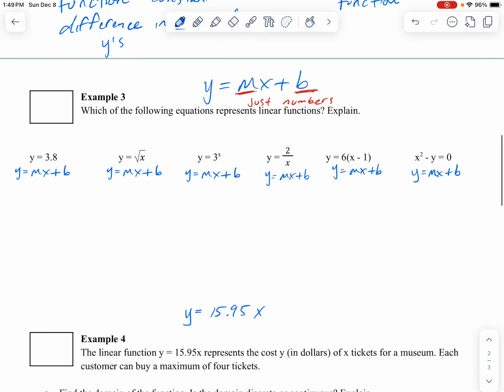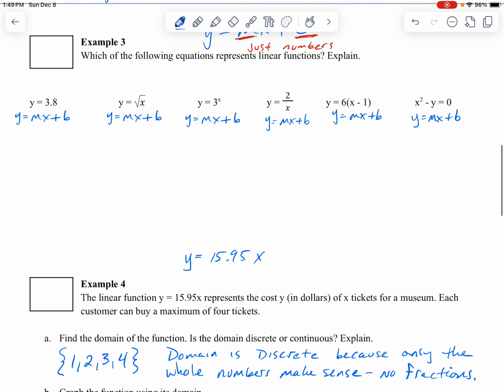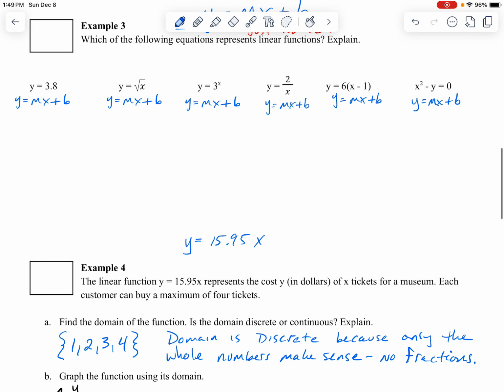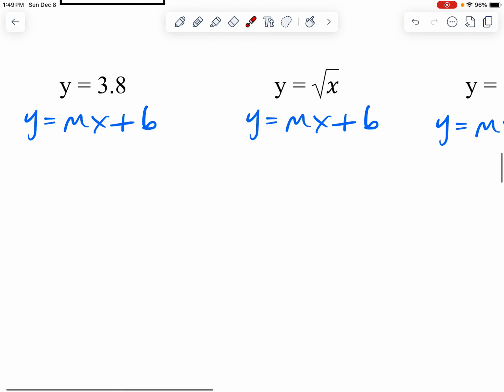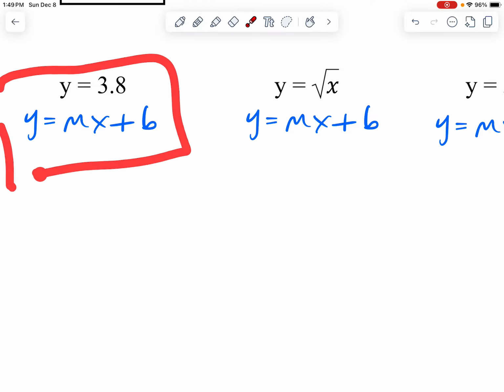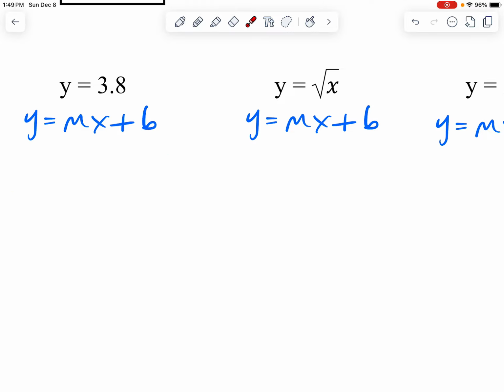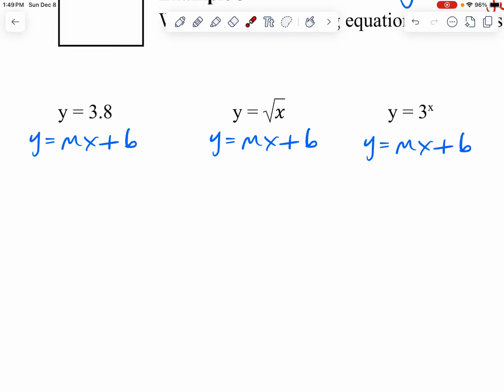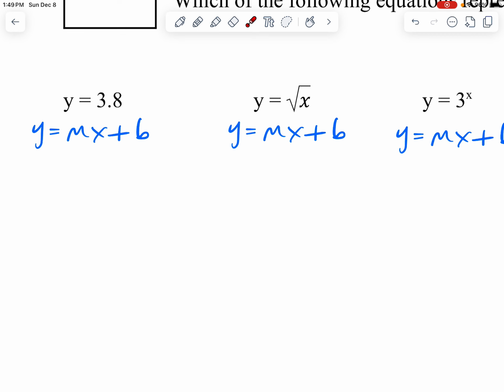The final way we can determine if something is a linear function is by looking at its equation. For each of these, we'll go one by one here. I'm trying to determine if I can make it look like this, y equals mx plus b. And this first one is a good example of a linear function.